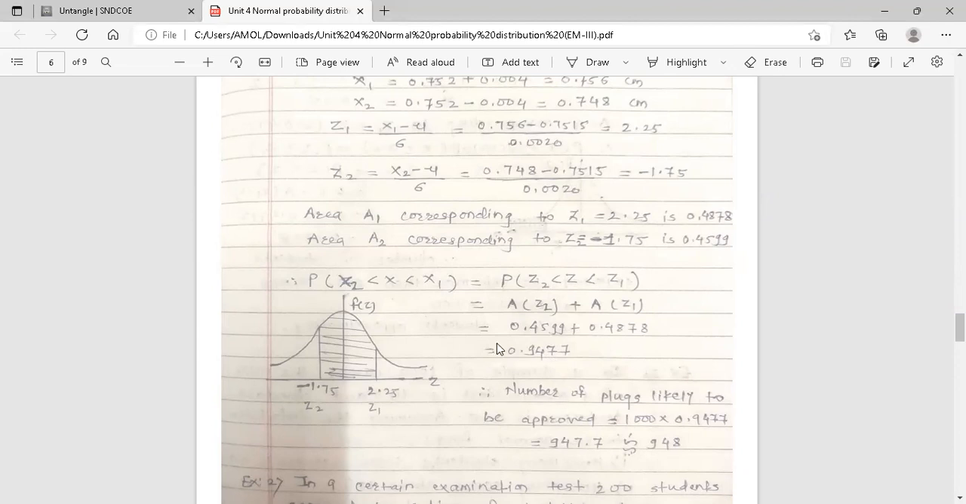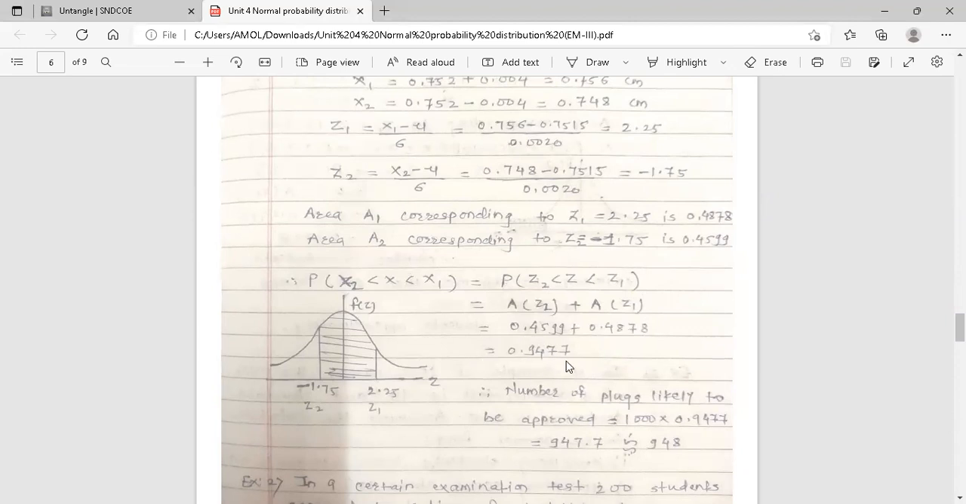This is the probability between x1 and x2. It means the probability between z1 and z2, because we have converted x1, x2 in terms of z1, z2, and we have calculated the area between z1 and z2. It is nothing but the probability between x1 and x2, and it is 0.9477.